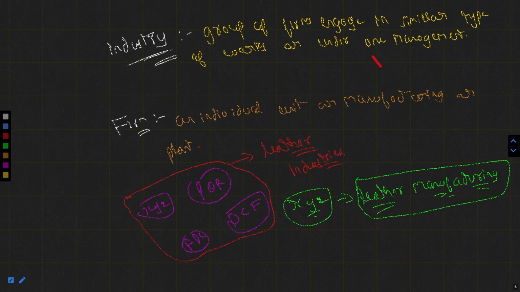If we talk about under one management, suppose all of these companies are owned by one single entity, for example Z. Then this will be known as Z Industries, because all these firms are under one management. So this is the definition of industry and the firm.